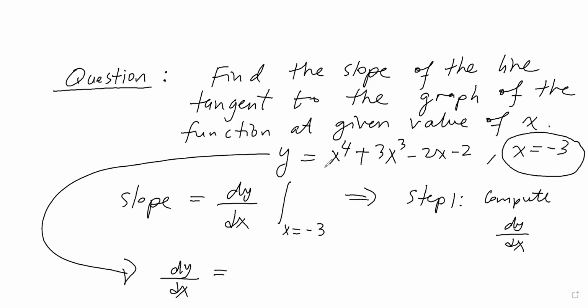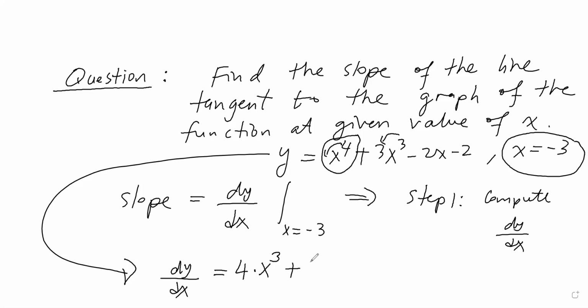Okay, so we have 1, 2, 3, 4 terms. Each term needs a derivative, right? So the derivative of this guy: we're using the power rule. Bring the 4 up front, 4 times, and subtract 1 from the power of x, which will be 4 minus 1, 3, plus.